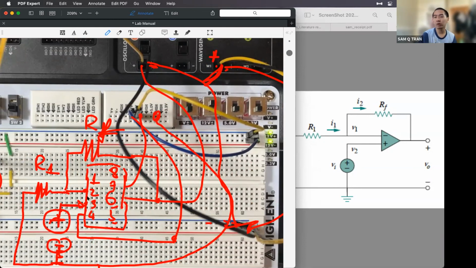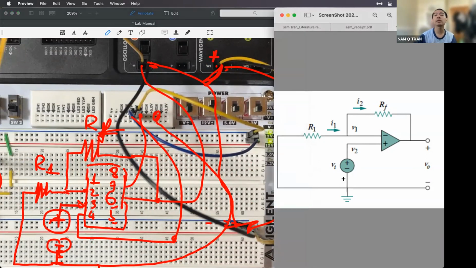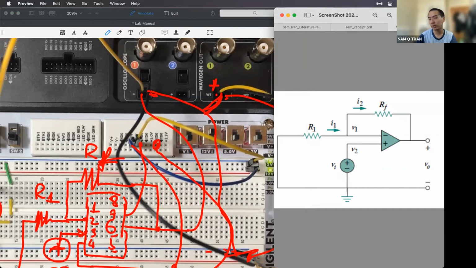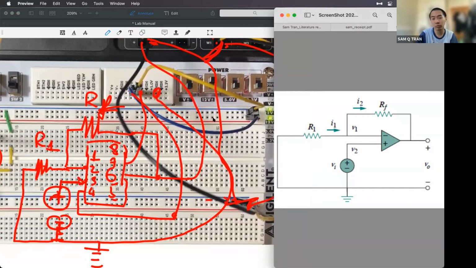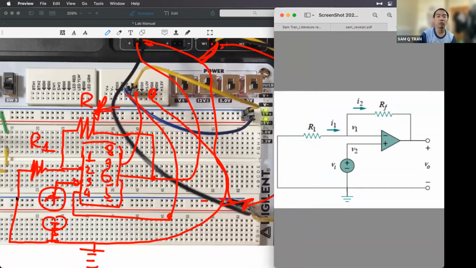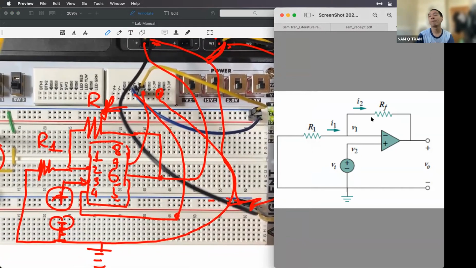Then we look at the circuit schematic again, and the negative terminal of the voltage source is connected to the ground. This one acts as a ground already, so we don't have to worry about that, and it will be our ground. All you have to do is connect this pin to the positive terminal of the wave generator.